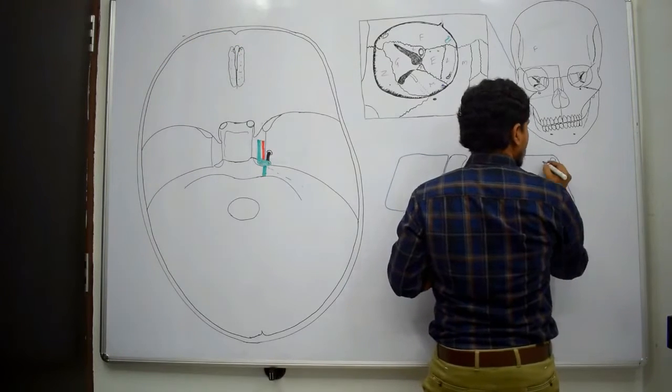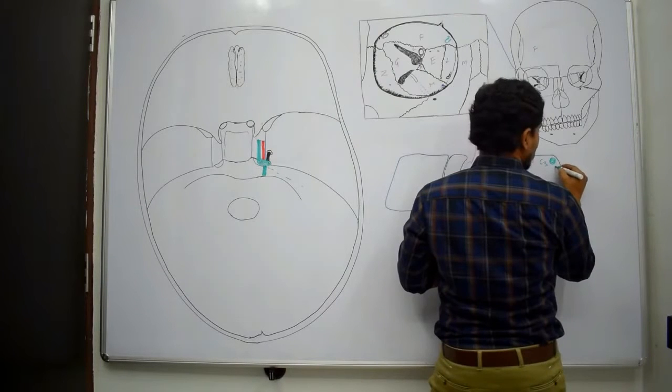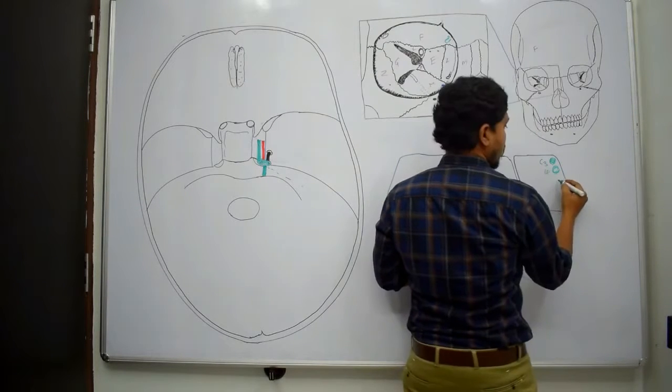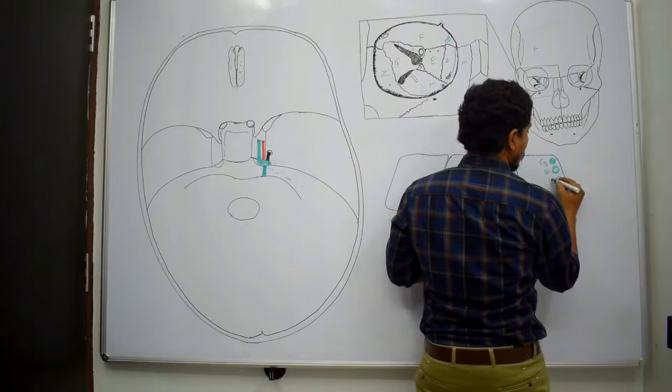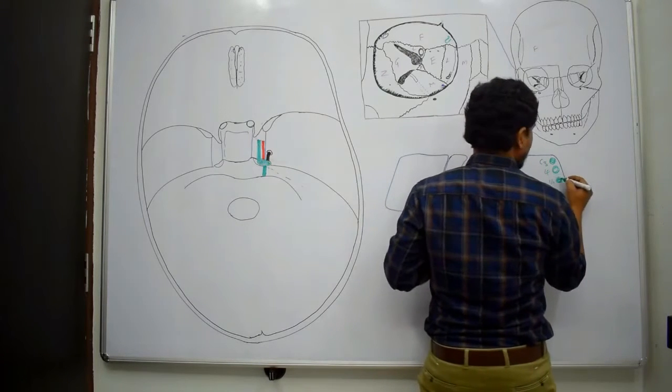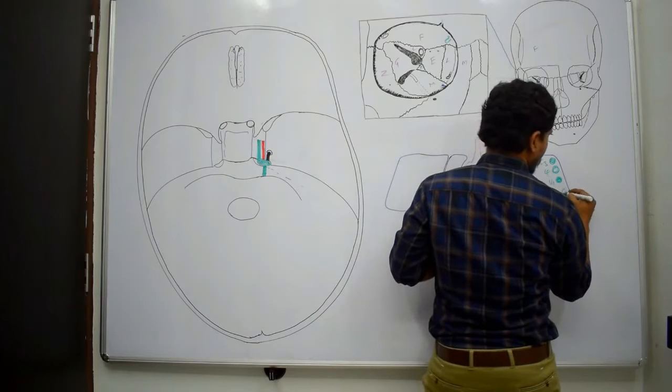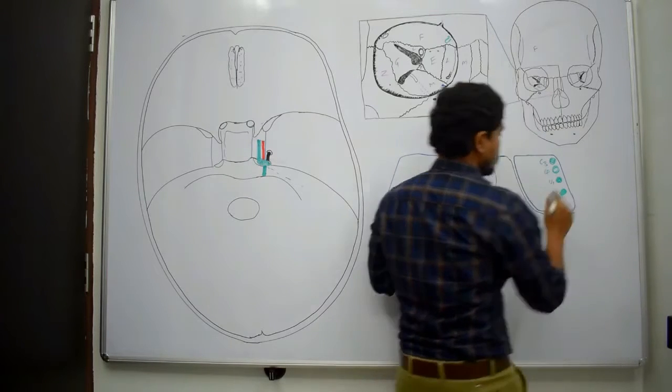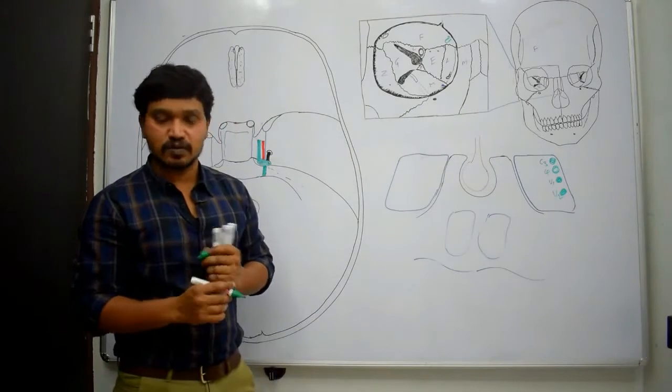This nerve is the third cranial nerve. This is the fourth cranial nerve, and this is V1. V1 means what? This one: the ophthalmic division of the trigeminal nerve. Then V2. V2 means the maxillary division of the trigeminal nerve.